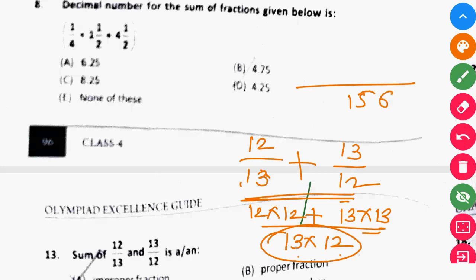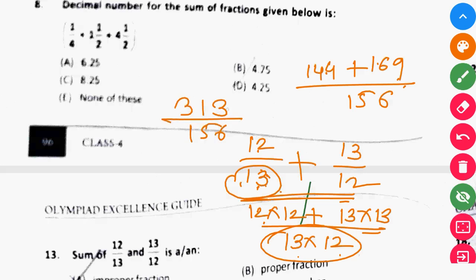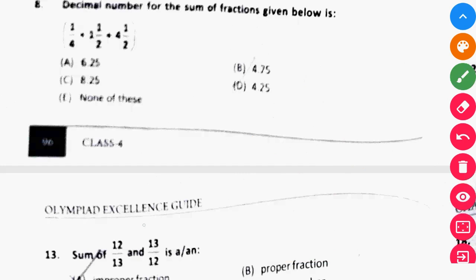Now to become 156, this 13 we multiply numerator and denominator with 12. 12 12s are 144 plus 13 13s are 169. Now add them. 9 plus 4, 13. 1 will be carry forwarded. 6 plus 5, 11, and 3, 1. 313 upon 156. Now see, numerator is greater than denominator. So this is an improper fraction.